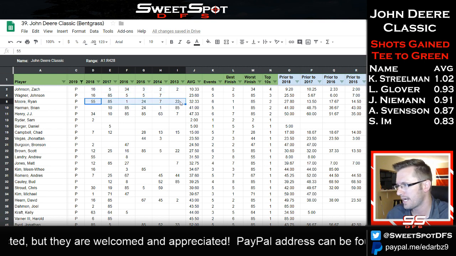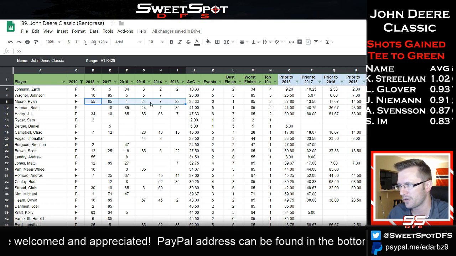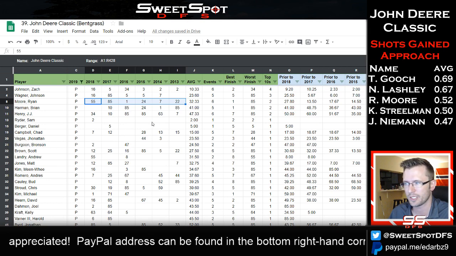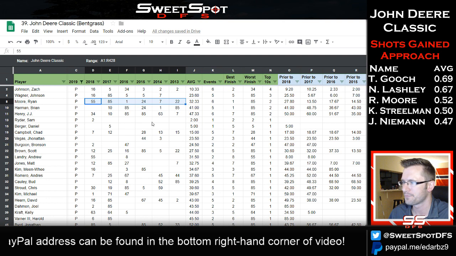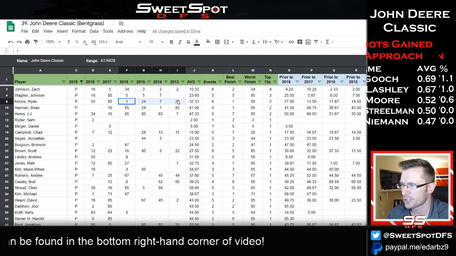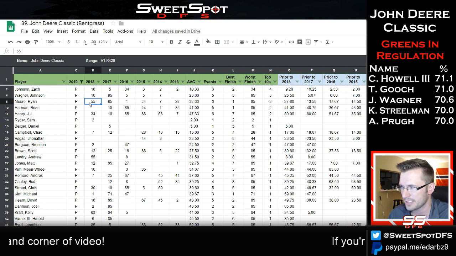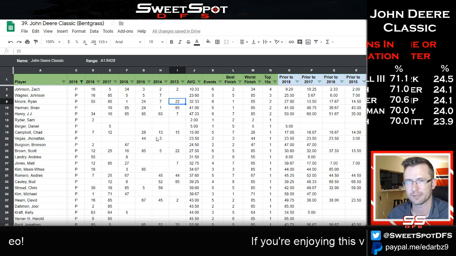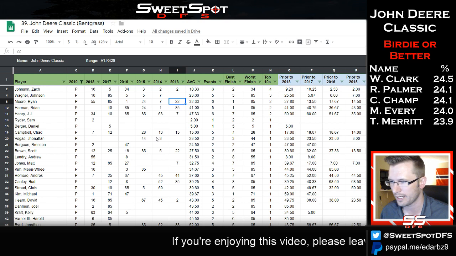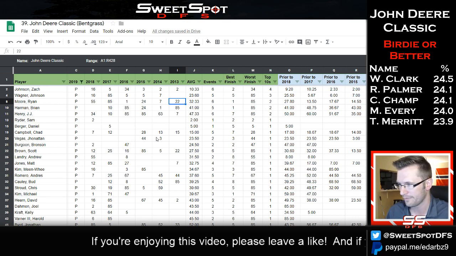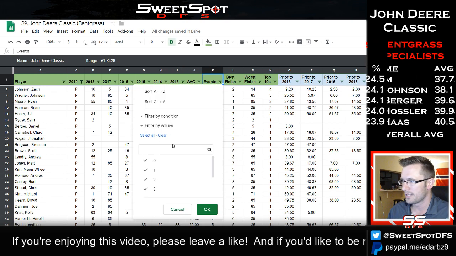Ryan Moore, I'm not sure how I feel about it. This is a very volatile course history where, sure, it looks good from 2016 and on. I just don't like, at the price he is at, these 20th places. They're not going to win you tournaments, so I'm very wary of that.